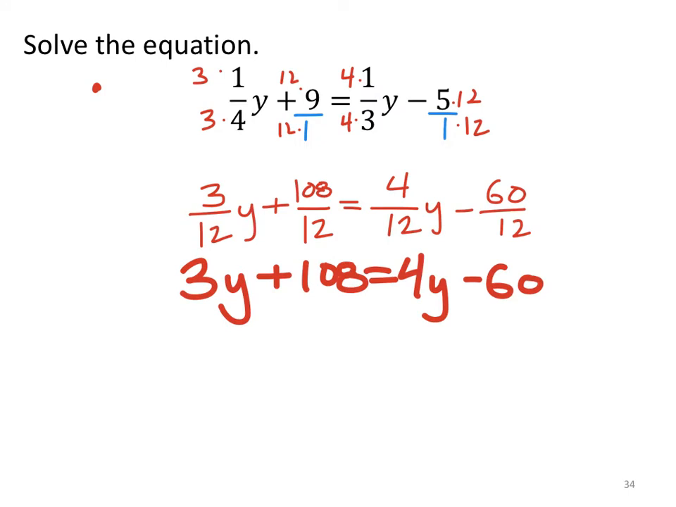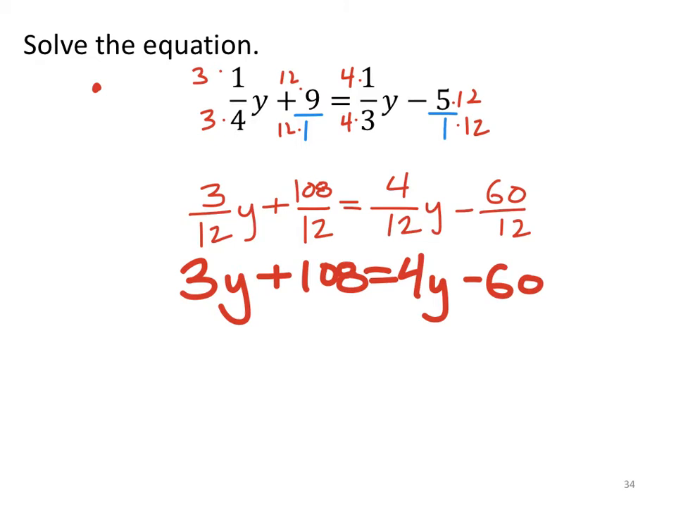Now, if that looks better to you, by getting rid of the fractions, most people like to get rid of fractions because they hate fractions. Fractions have destroyed lives, you guys. So we're looking now at an equation, but there's no fractions, which may make this a little bit easier for us, right?